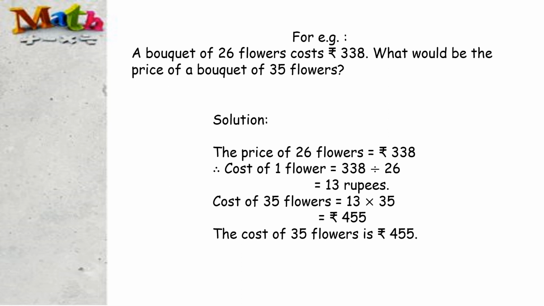I got 13 rupees. Now from this cost of one flower, I'll be finding the cost of 35 flowers. So cost of 35 flowers equals 13 into 35, that is rupees 455. Hence the cost of a bouquet of 35 flowers is rupees 455. I guess you all are understanding the topic well. Students, this is known as the unitary method.